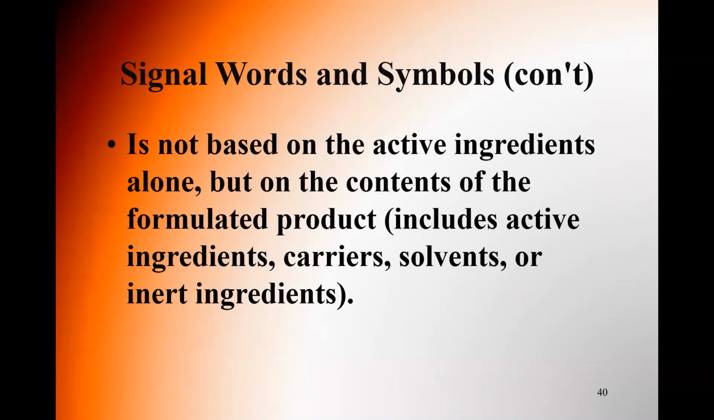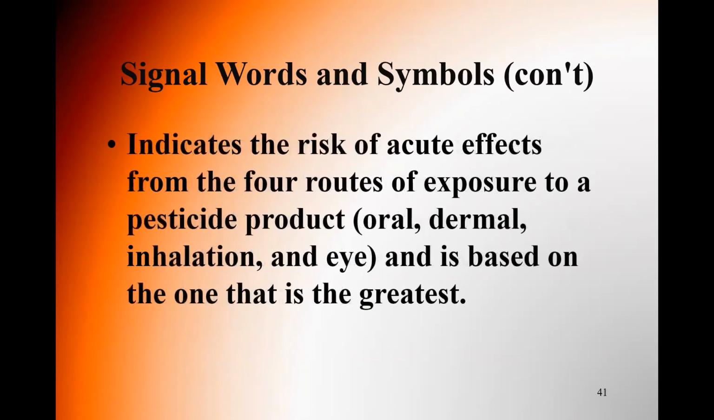The signal word is not based on the active ingredients alone, but on the contents of the formulation. The active ingredients, the carriers, the solvents, or the inert ingredients all make up which one of these signal words and symbols may be used. That indicates the risk of acute effects from the four routes of exposure to a pesticide: oral, dermal, inhalation, and eyes, and is based on the one that is the greatest.